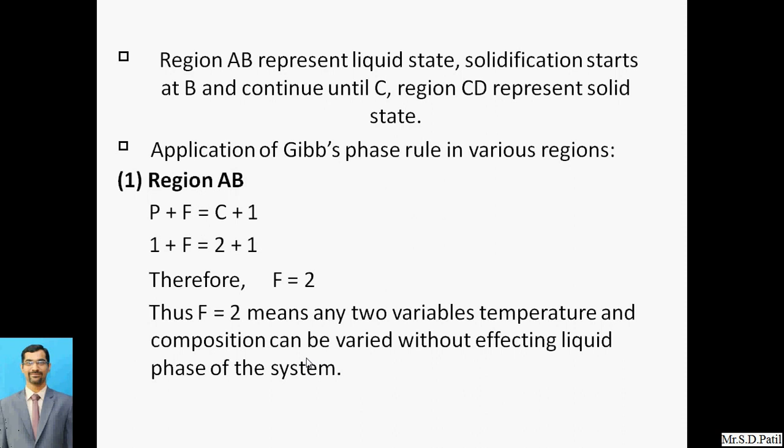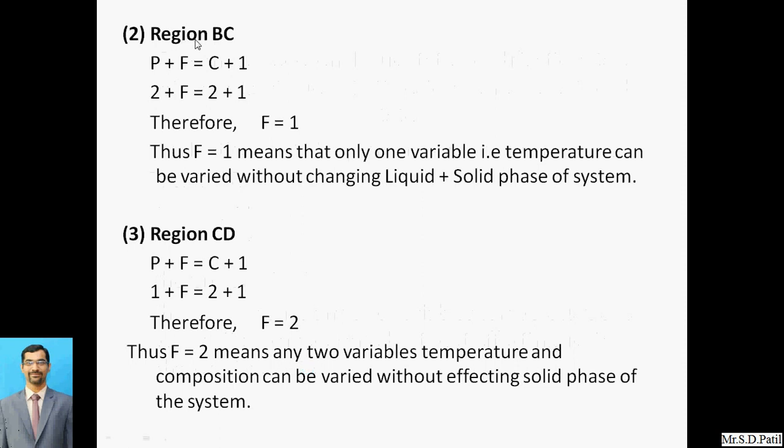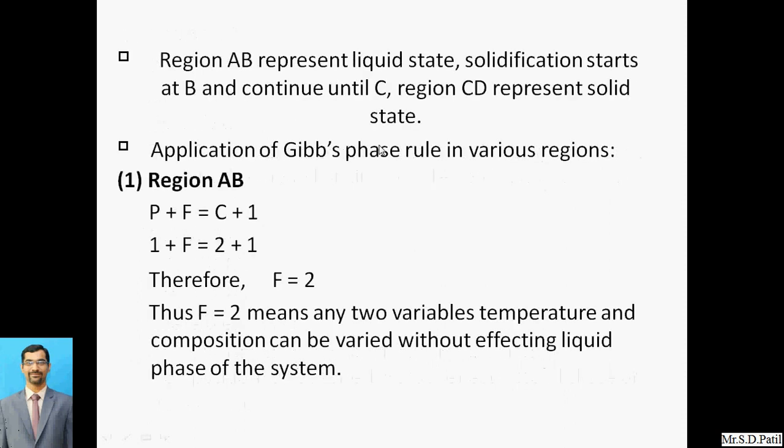Now similarly for the next phase, the region BC, P plus F is equal to C plus 1. Here P is equal to 2, because two phases are there, the liquid and solid. C is again 2, because it is the alloy, and two components are present in the alloy, and that's why F is equal to 1. F equal to 1 means that only one variable, the temperature, can be varied without changing the liquid plus solid phase of the system. Here the composition is not varying.